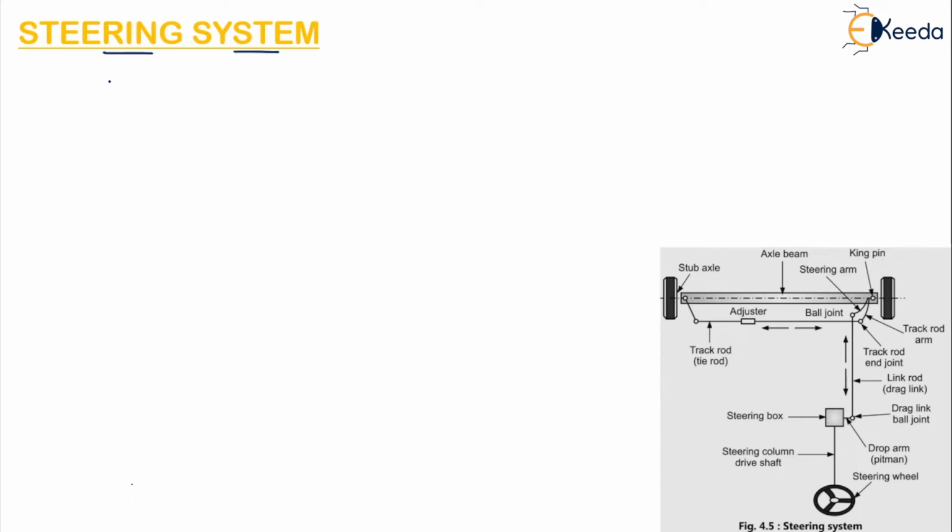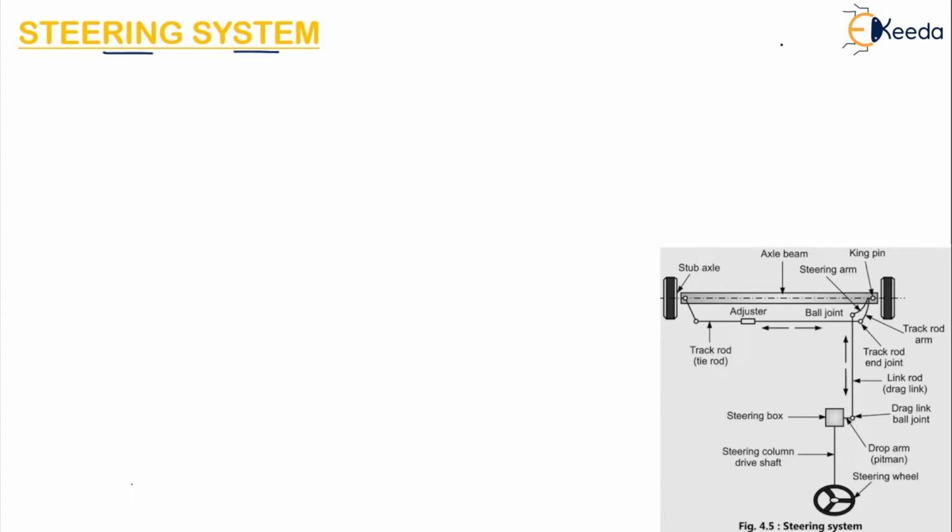So steering system is a system that converts the rotation of the steering wheel into swiveling movement of the road wheels in such a way that the steering wheel rim turns a long way to move the road wheels a short way.